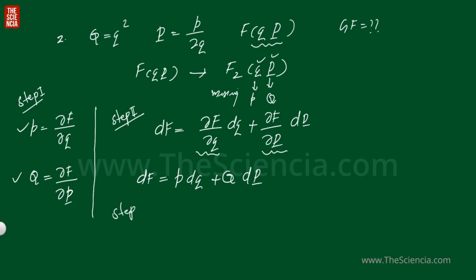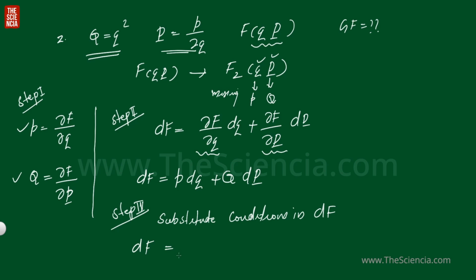Step 3: we have to substitute the given conditions in df. What are the given conditions? The given conditions are capital Q equal to q square and capital P equal to small p by 2q. So we have to substitute those conditions in df. Here this is small p, so we can rearrange this equation. So we get small p is equal to 2q capital P into dq plus capital Q, which is given, that is q square, into dP.